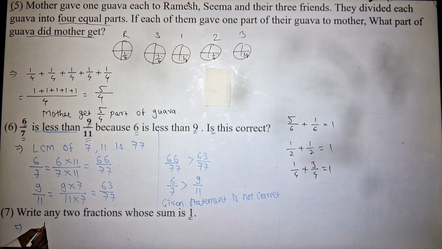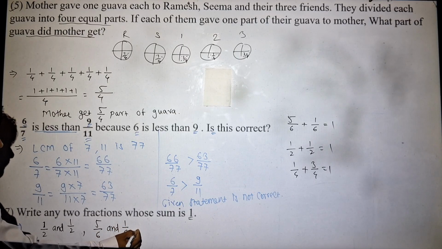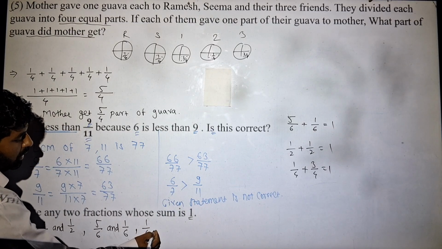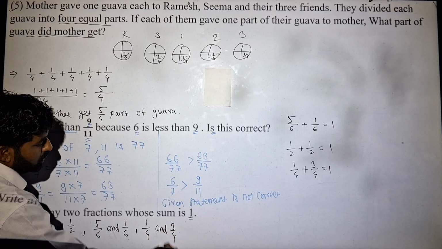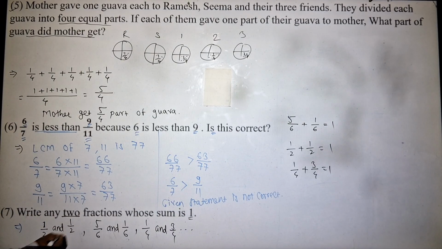Let's take 1/2 and 1/2. 1/2 means half and half is 1, comma 5/6 and 1/6 which is also 1, 1/4 and 3/4 the sum is also 1 and so on. We have to ask only two fractions.